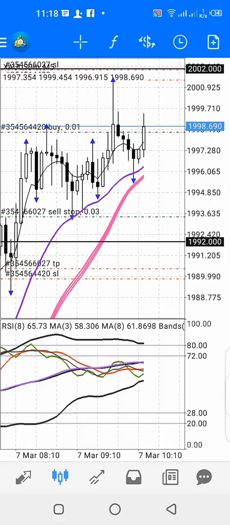Okay, so price is attempting to go up, as I've anticipated.